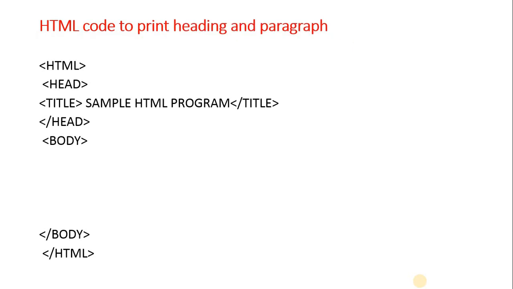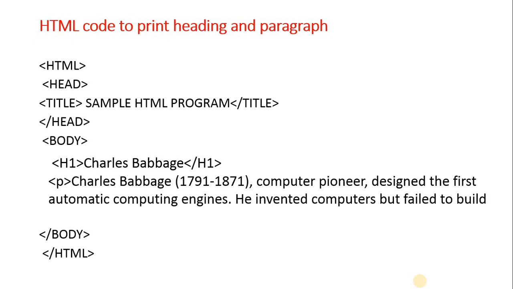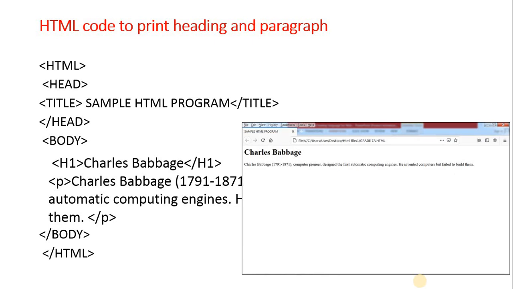So now we can print heading and paragraph. All other sections are same here, only in body part we are going to give some changes. H1 heading, then inside P tag I have given paragraph. So let's see what will be the output. See, heading and paragraph is given. See, this is the output.